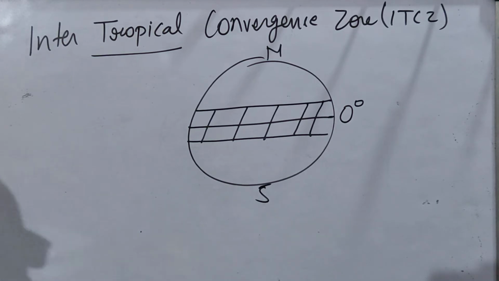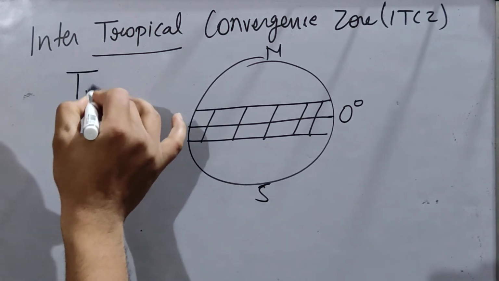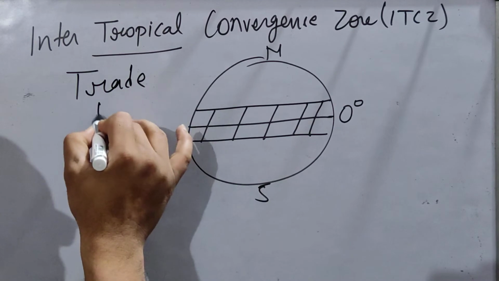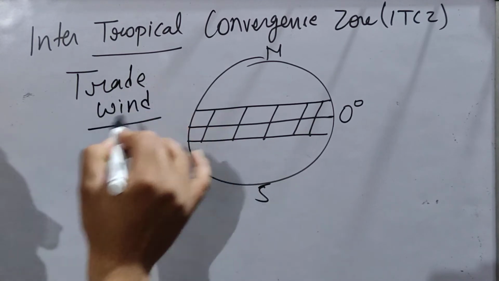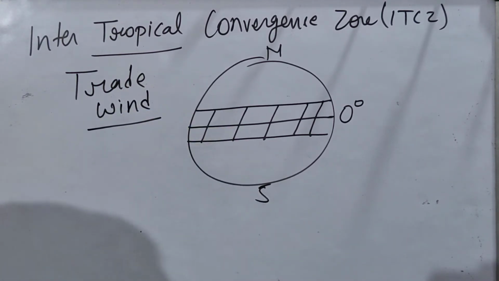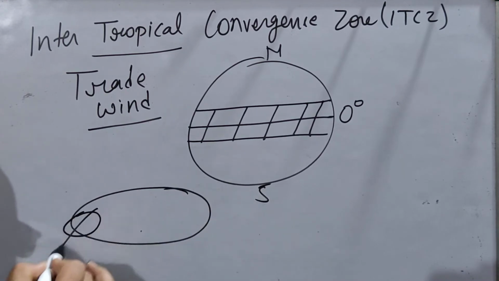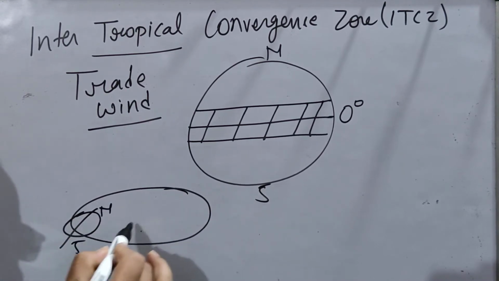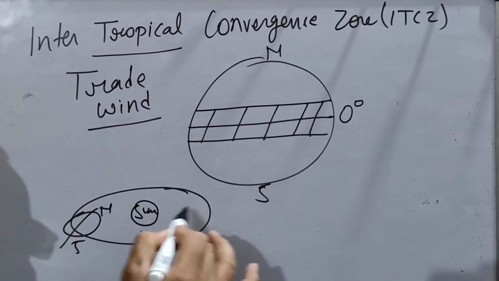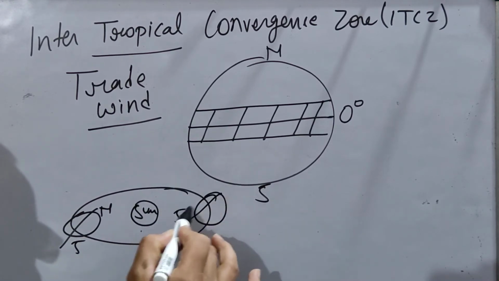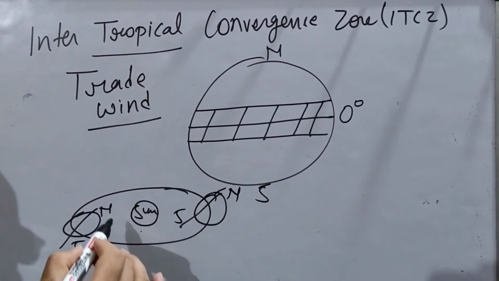So here we get to know about a new term, that is trade wind. Let me explain how trade wind gets changed or converged by ITCZ. So here we have another figure. It's Earth here, North Pole, South Pole. In the center we have the Sun. Here South Pole, North Pole.